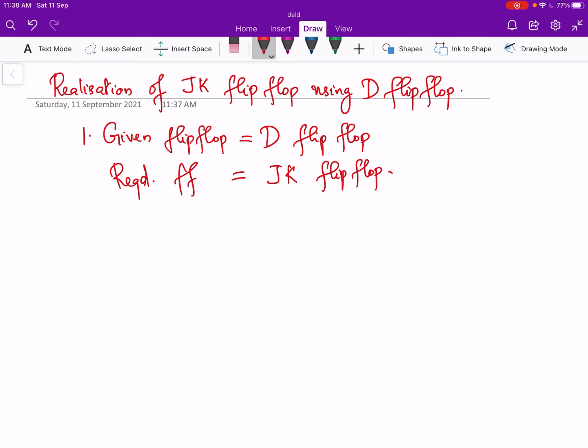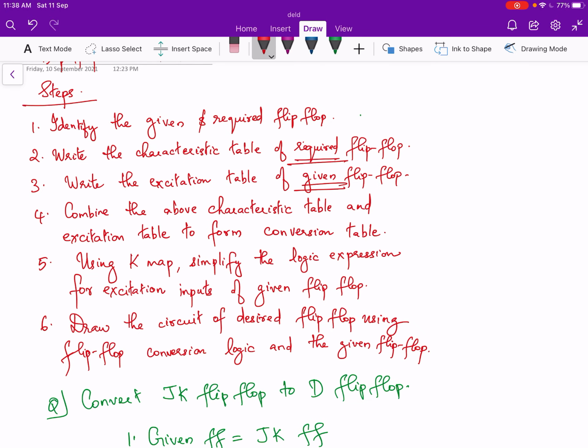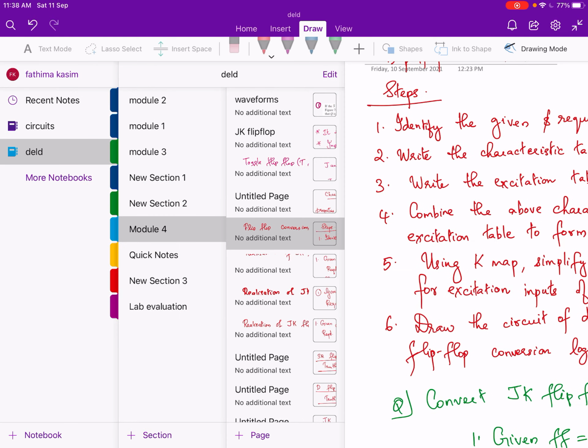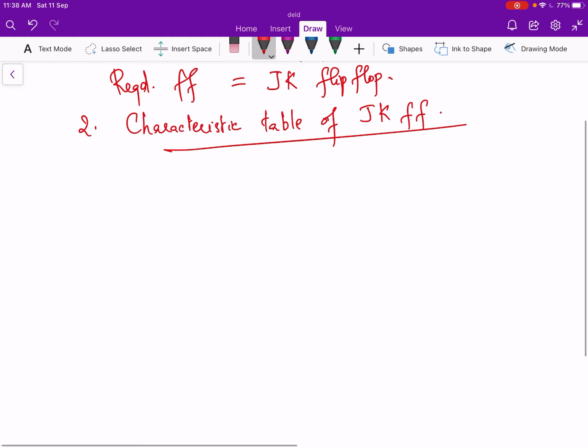Now we'll move on to the second step. The second step is to write the characteristic table of the required flip-flop, and the third step is to write the excitation table of the given flip-flop. So we'll do the next two steps now. We have to draw the characteristic table of the required flip-flop. Here the required flip-flop is JK flip-flop, so we will write the characteristic table of JK flip-flop.